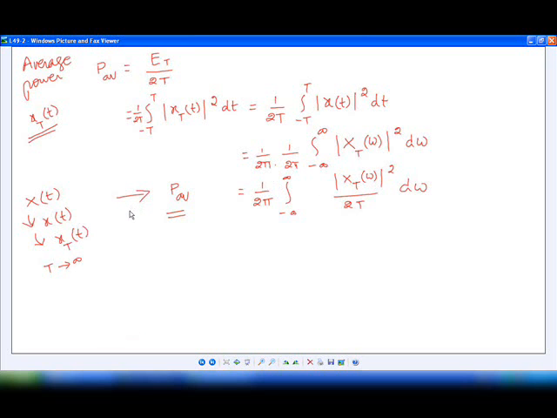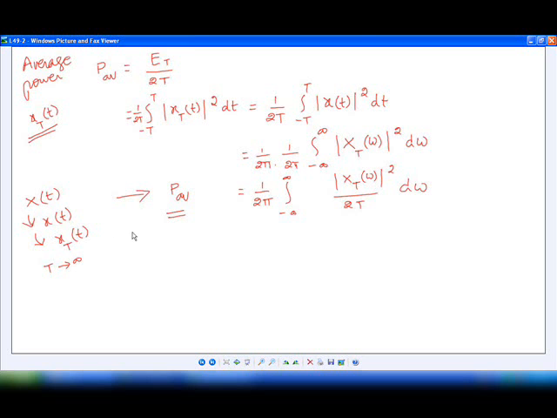But here, the sample function duration may be from minus infinity to plus infinity. So if you let T tend to infinity, then we can get the average power of the entire sample function. Follow? Therefore, the average power of the entire sample function can be obtained by simply letting T tend to infinity.